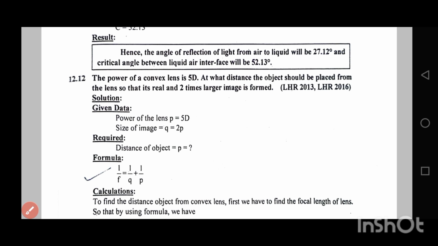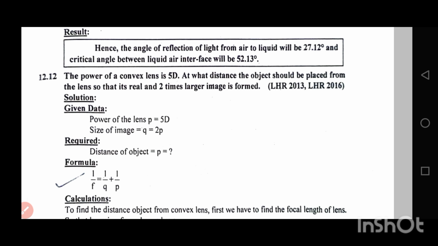Next, dear students, we discuss numerical 12.12. The power of convex lens is 5 diopter. At what distance the object should be placed from the lens so that its real and 2 times larger image is formed? So we are given that power of lens is equal to 5 diopter and q is equal to 2p, because image is 2 times larger than the object. So distance of image is also 2 times larger than the distance of object. So we need to calculate distance of object.